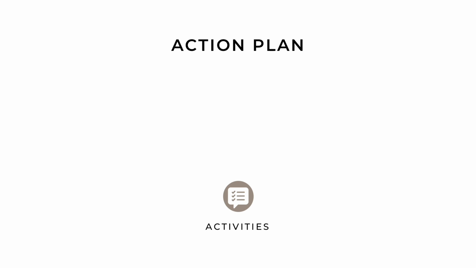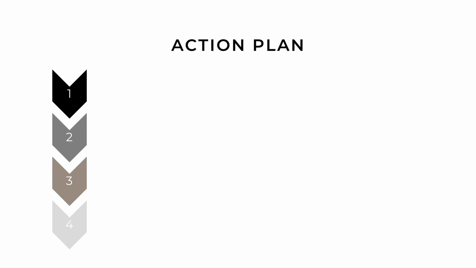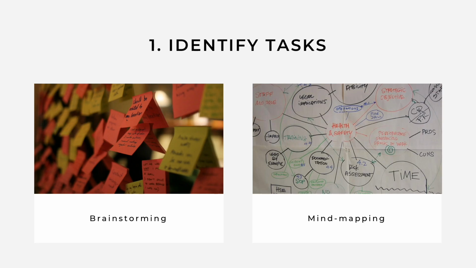To come up with your own action plan, follow these 4 steps. First, start by identifying all the activities that you need to complete to accomplish your first objective. Start with the activities that you will do now. There is no point in having an action plan that starts in 6 months from now. Use creativity techniques such as brainstorming, brainwriting, or mind mapping to identify activities related to your objectives.